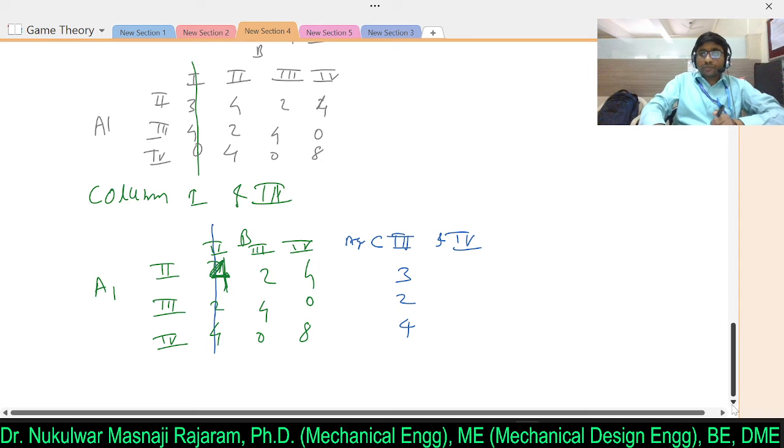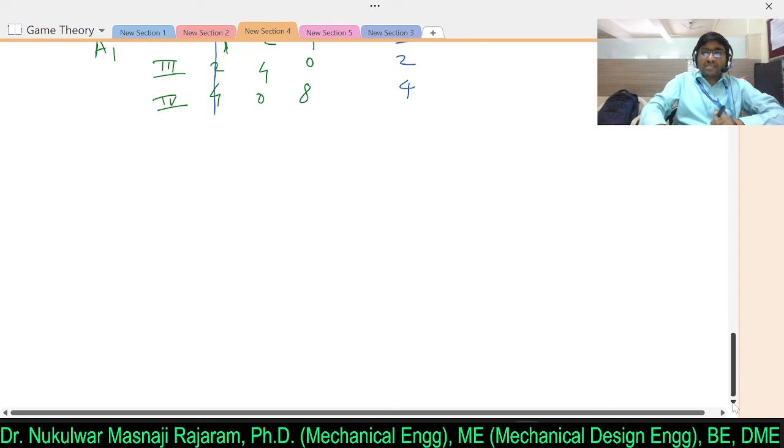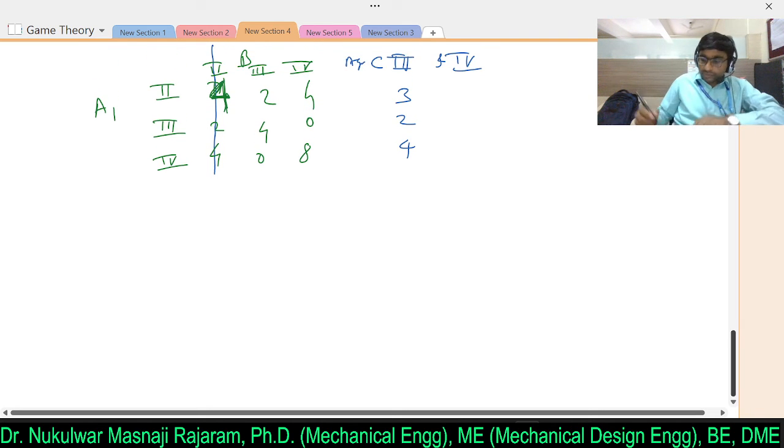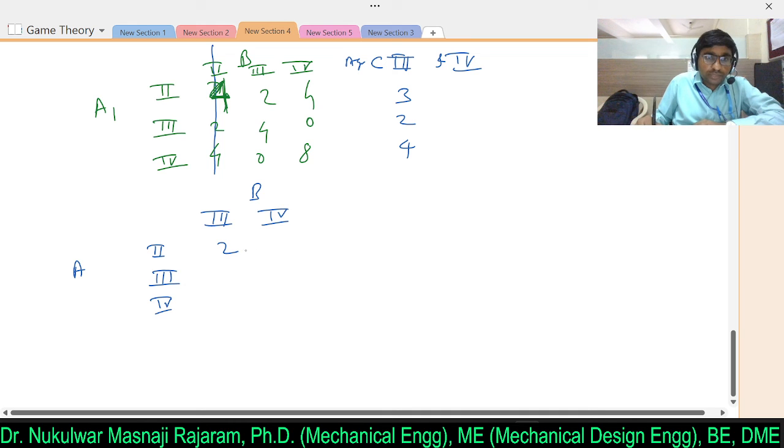Clear? So to delete a column, the maximum value is what we have to delete. Clear? So I will get the matrix. For B there will be only 2, third and fourth strategy. For A there will be 3 strategies, 2, 3 and 4. Values are 2, 4, 4, 0, 0, 8.